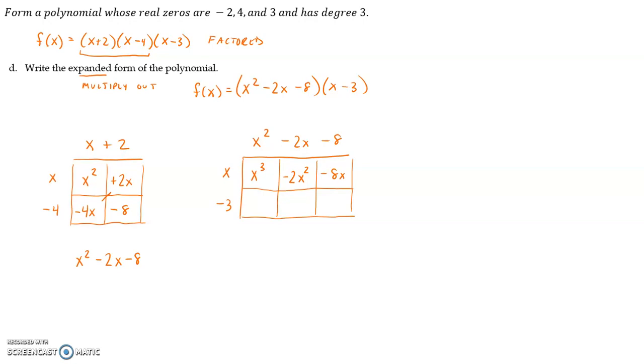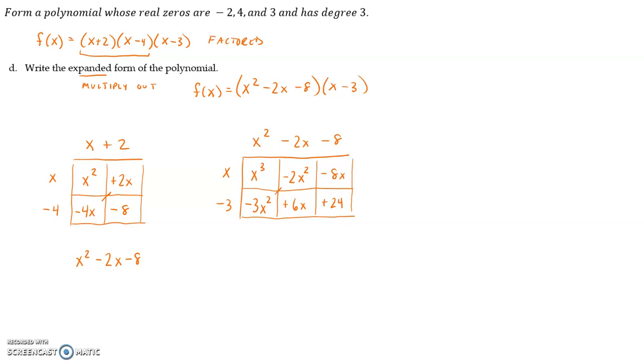Let's go ahead and do the same thing for our bottom row. This time we're multiplying by that negative 3. So negative 3 times x squared is negative 3x squared. Negative 3 times a negative 2x, so positive 6x. And negative 3 times negative 8 will give us a positive 24. Alright, so we've got all 6 terms.